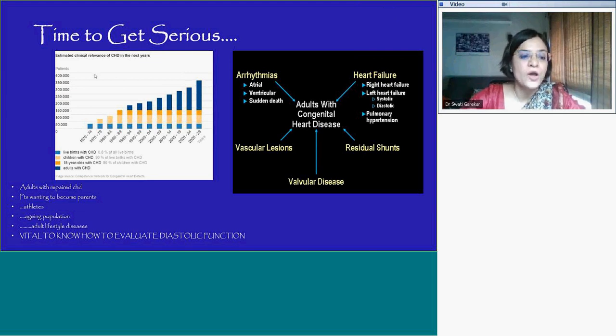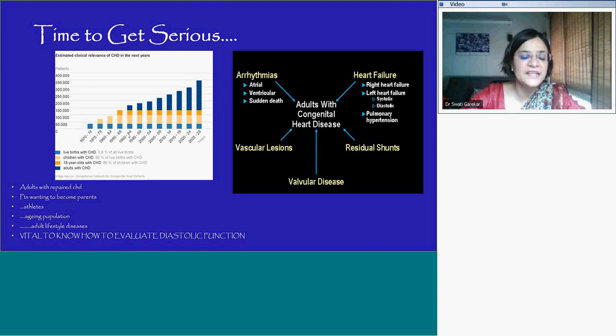Look at this chart over here. On the X axis are years, and on the Y are patients. This is clinic data from some of the Western world. Bars go over specific age populations. At the bottom of each column, you see these blue live births with CHD, while those are children with CHD. The yellow is 18-year-olds with CHD, and the blue is adult population.